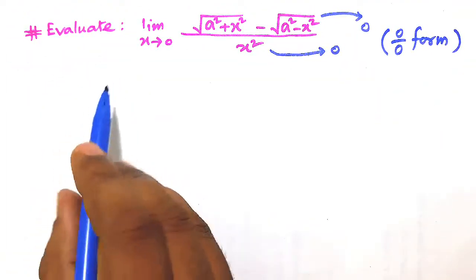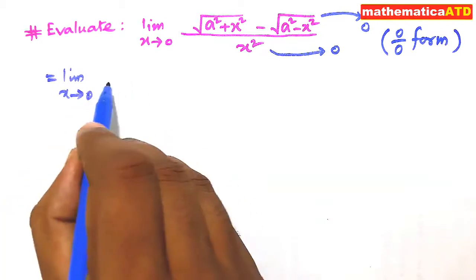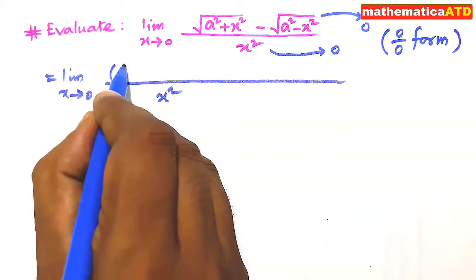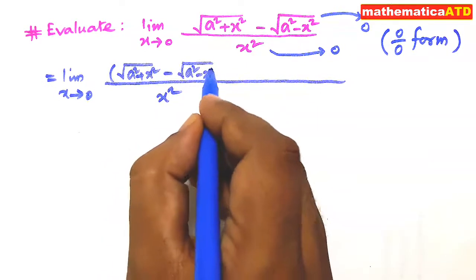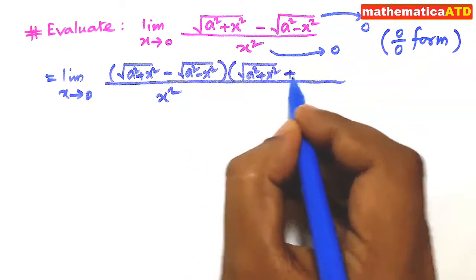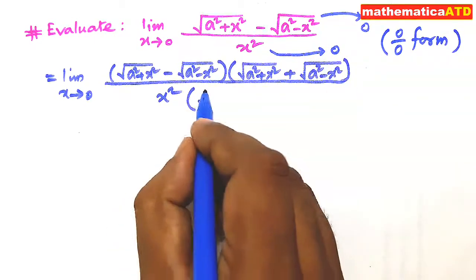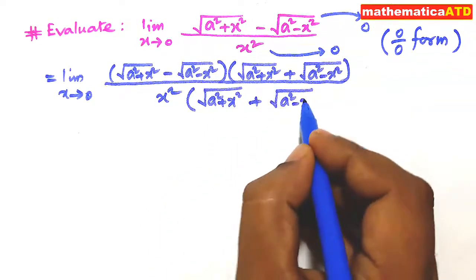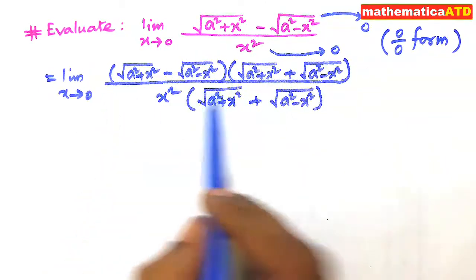We shall rationalize the numerator. Okay, so this is a limit x tends to 0. The denominator is as usual x square, and the numerator is root over a square plus x square minus root over a square minus x square. It will be multiplied by root over a square plus x square plus root over a square minus x square. Similarly, the denominator also gets multiplied by root over a square plus x square plus root over a square minus x square. Okay friends, now see the numerator, in which state it is.